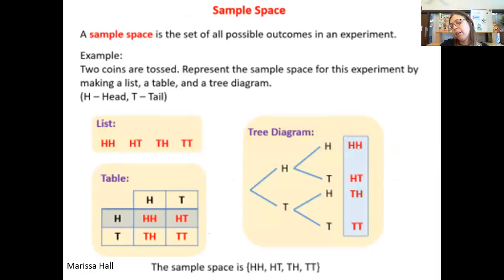In probability theory, you will always have a sample space. A sample space is the set of all possible outcomes in an experiment. An example, when two coins are tossed, the sample space will represent maybe a list, a table, or a tree diagram of the possibilities of what you will get.